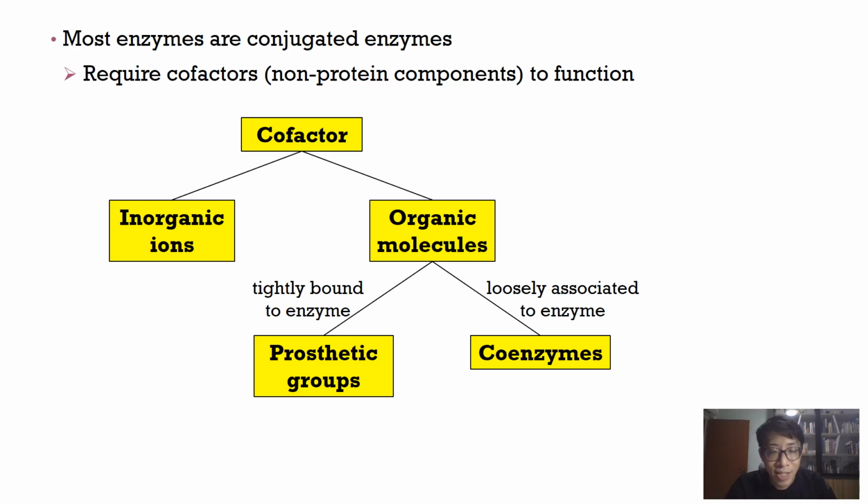Those that bind tightly and stay prolonged with the enzyme are known as the prosthetic groups. And those that bind loosely to the enzyme, and bind really only when the reaction occurs, and will dissociate when the reaction is completed, are known as the coenzymes. So this is just a very brief introduction of cofactors.